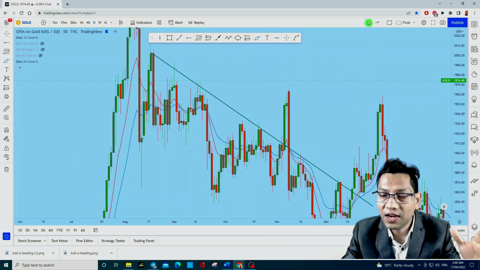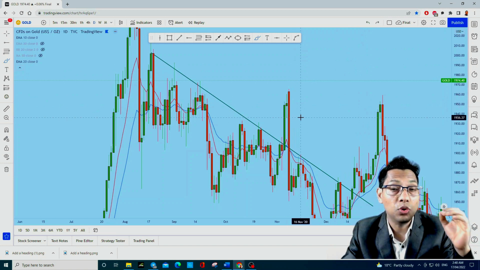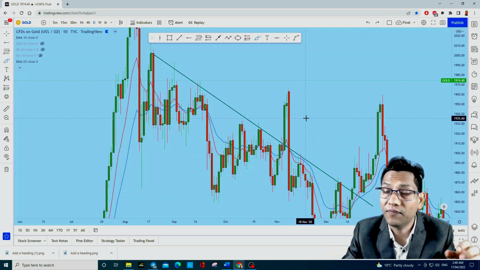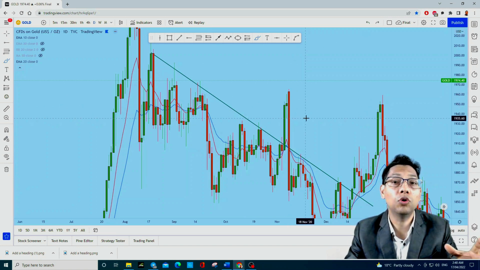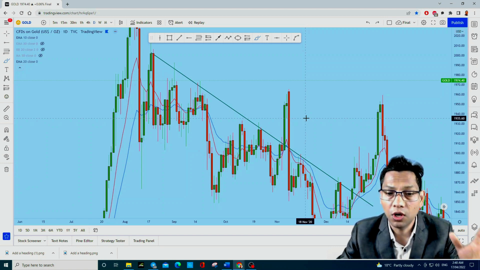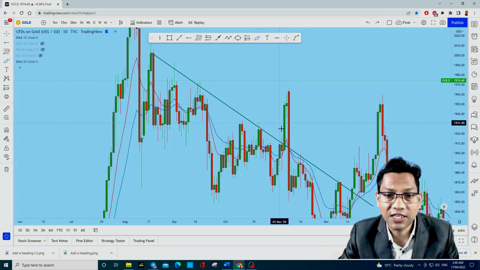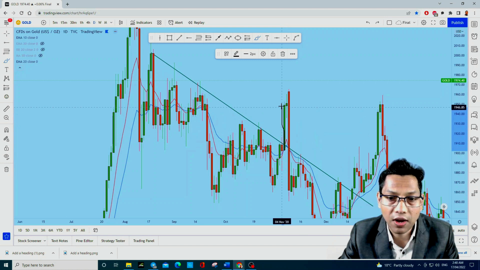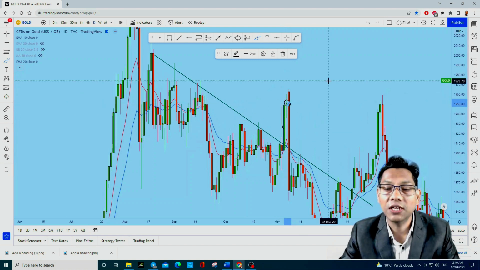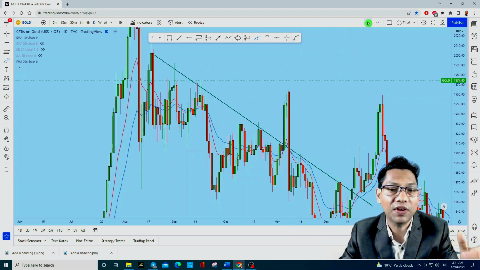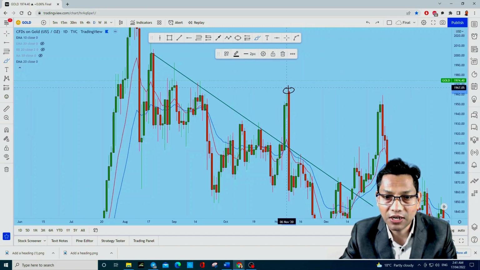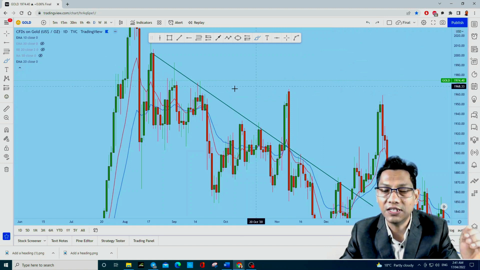What is the third criteria? That it will have very little retracement, or it will not have any retracement at all. So what you saw is that after this breakout, followed by another doji, there is no significant retracement, and as a result in the third candle the price immediately came down below.